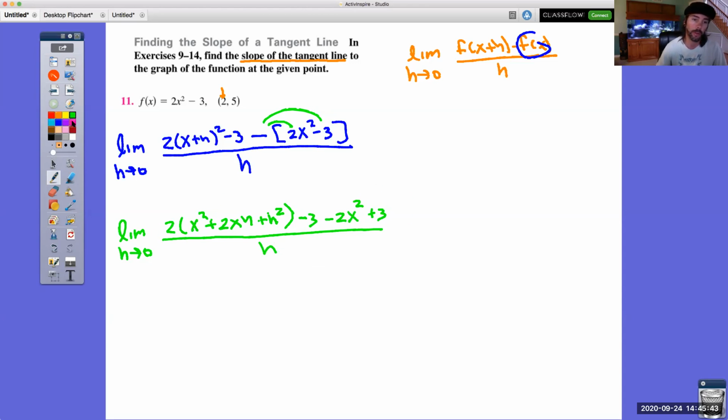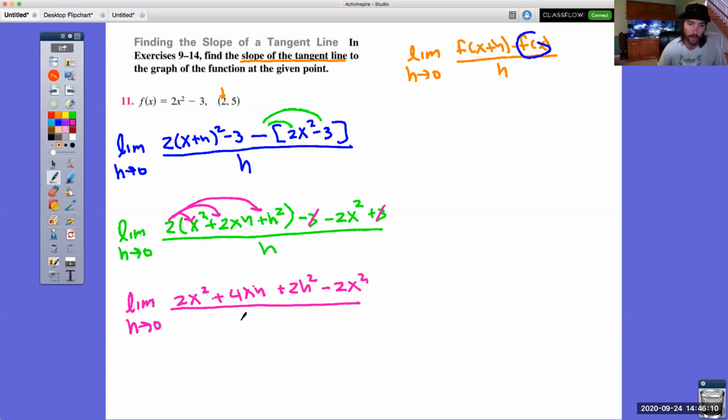Keep cleaning up the numerator. Well, the first thing I see is these negative 3 and the positive 3, they're going to cancel each other out. Limit as h goes to 0. I have to distribute the 2 to all 3 terms in the parentheses. 2x squared, and now it becomes 4xh plus 2h squared. I've already canceled out my 3's. Bring down your minus 2x squared, all of that over h. Okay, now you notice I have a 2x squared and a minus 2x squared. Those can go away. That process of canceling out always happens.